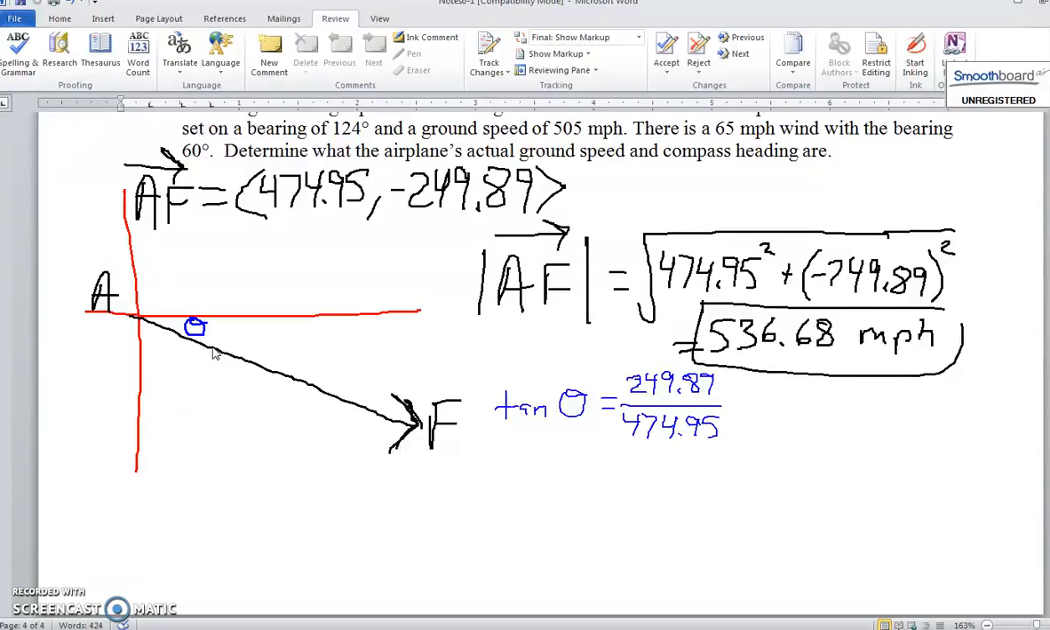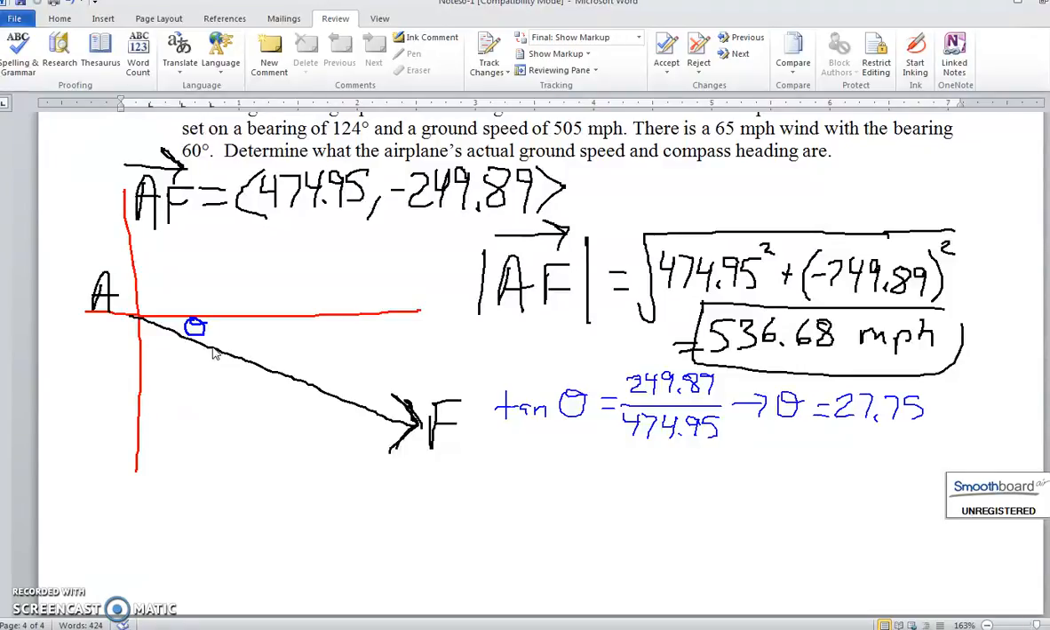474.95. Okay, if I went through and I did that, let me get my calculator here a second, because I want to figure out what the theta is. Okay, so I'm going to go inverse tangent of 249.89 divided by 474.95. If I do that, I get an angle of 27.75.